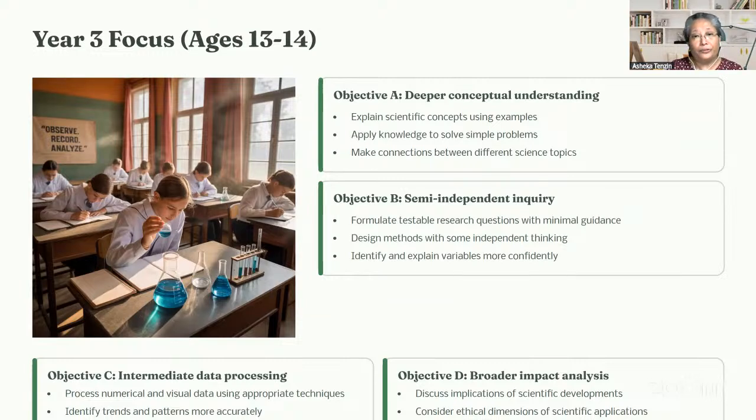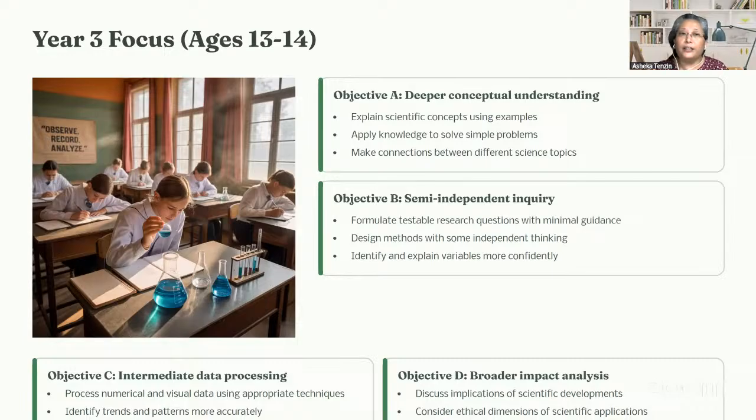Students should be able to design methods with some independent thinking, and they will be able to identify and explain variables more confidently in grade 8. And about data processing, they should be able to process numerical and visual data, and they should be able to identify the trends and patterns more accurately than what they were doing in MYP 1. In objective D, the students should be able to discuss implications of scientific developments, and they should also consider ethical dimensions of the different scientific applications.